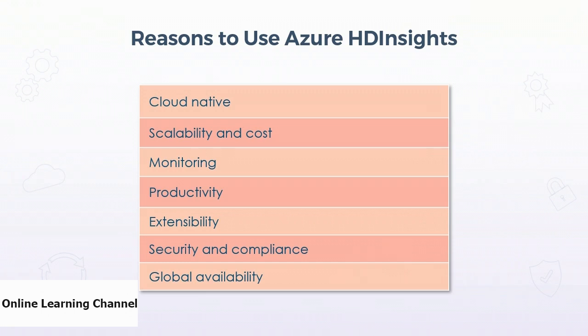HDInsight is an extensible tool too. So you can install additional components on all the various clusters by using simple script actions. And that enables seamless integration with other popular big data solutions with a simple click. And of course, since HDInsight is an Azure native service, it abides by all the standard security and compliance rules of Azure. And last but not least, another reason to use HDInsight is that it's globally available. You can deploy it to any region.